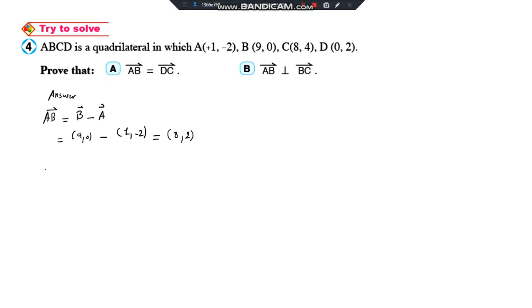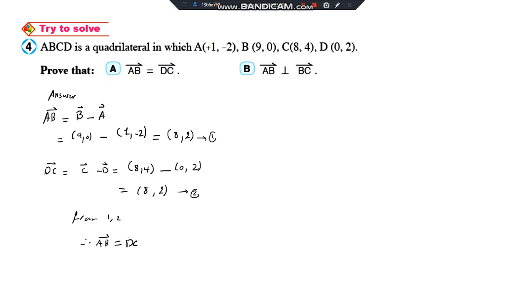And we have DC, which is equal to C minus D. So C equals (8, 4) minus D, which is equal to (0, 2). 8 minus 0 will be 8, 4 minus 2 will be 2. So from (8, 2) and (8, 2), therefore AB is equal to DC.